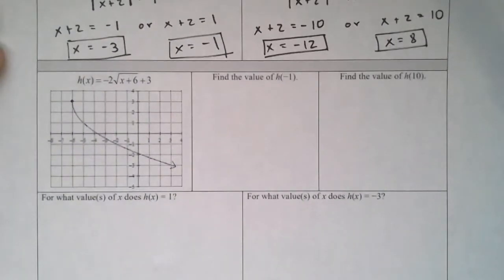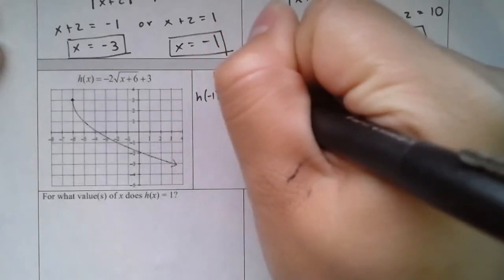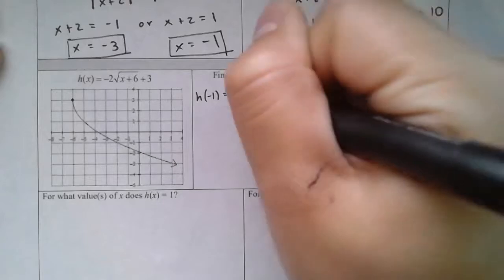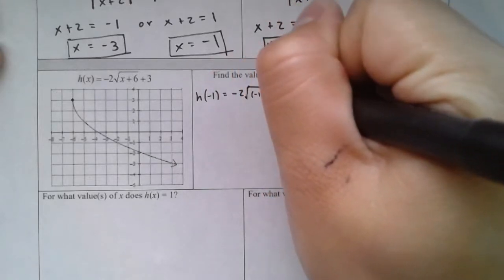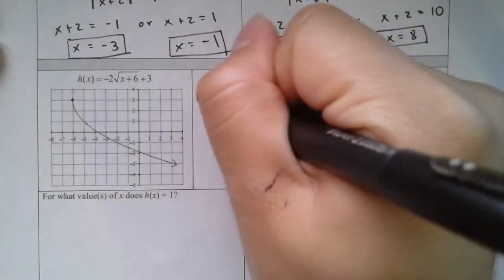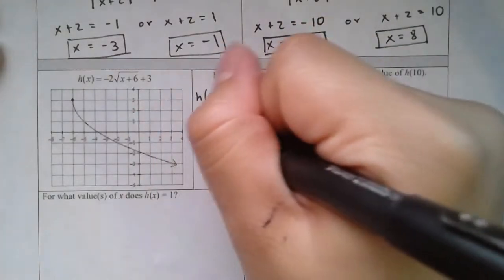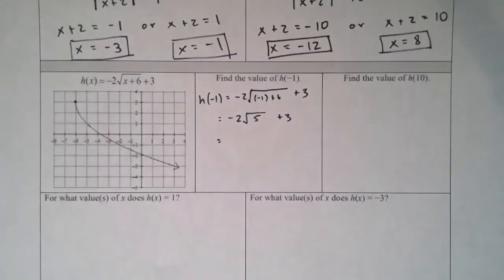So it says find the value of h of -1. So it's just plugging in. So h of -1 is equal to -2 square root of -1 plus 6, and then plus 3. This gives me -2 square root of 5 plus 3, and then unfortunately, I'm gonna have to use my calculator for this. So -2 times square root of 5 plus 3.